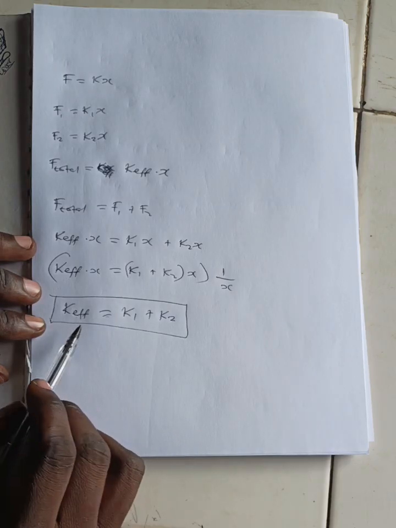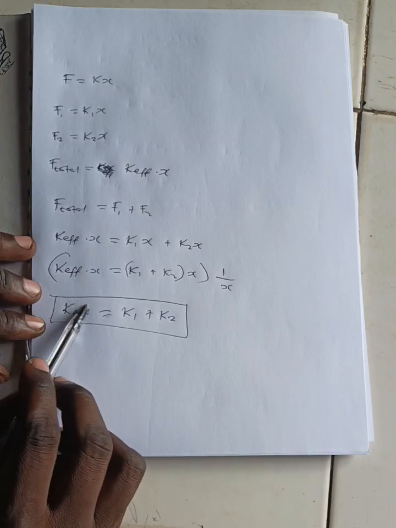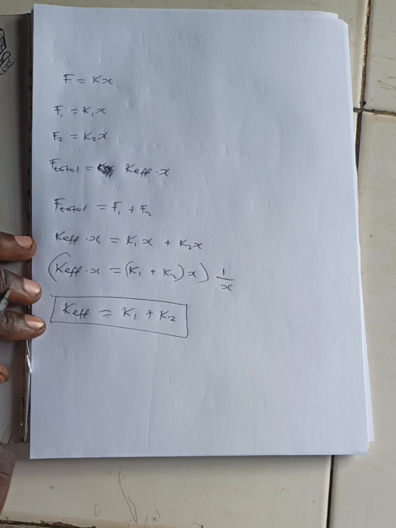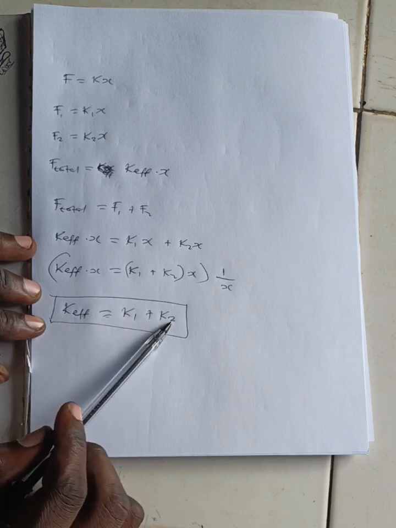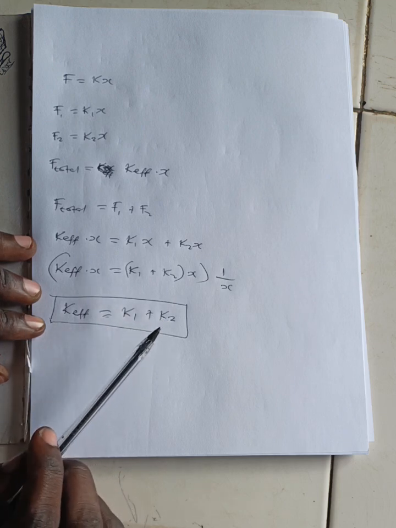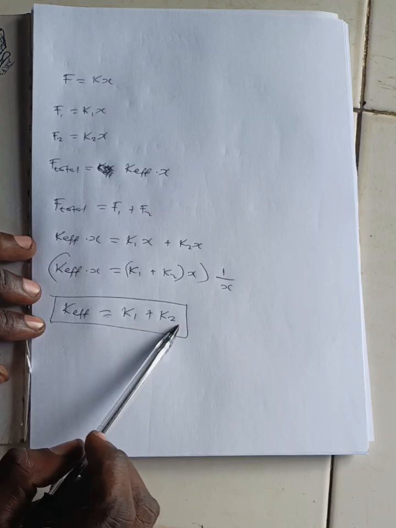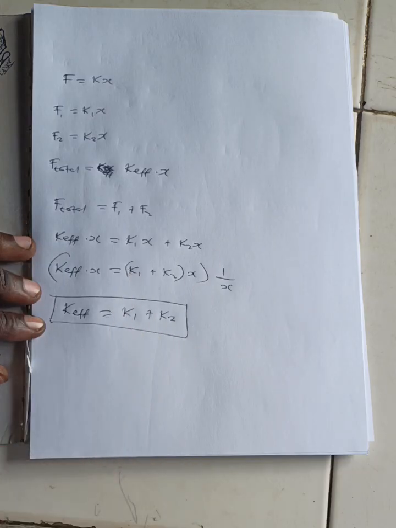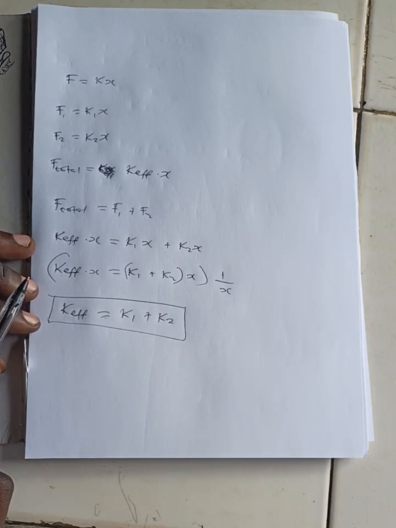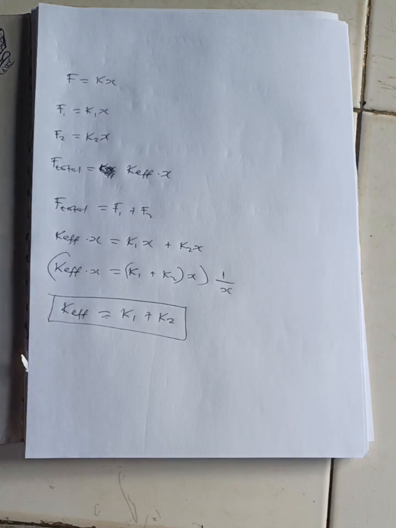So K effective, meaning the effective or the total spring constant, will be equal to K1 added to K2. If you have more than 2 springs, it will be added to K3, and it can keep on going like that. So this is how you derive the formulas for those 2 types of springs, one in series and the other in parallel.